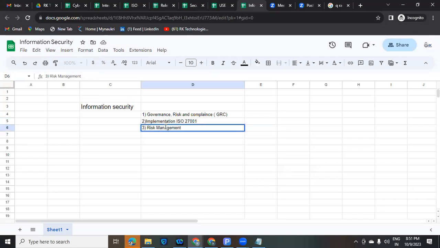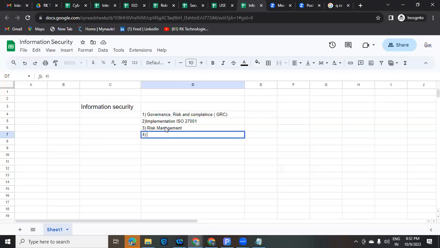What is risk? How can we do risk management? What is risk analysis? Once we identify any risk, what is the maximum risk score, what is the business impact, and also once we identify the risk, how do we mitigate those risks? That will fall under risk management.